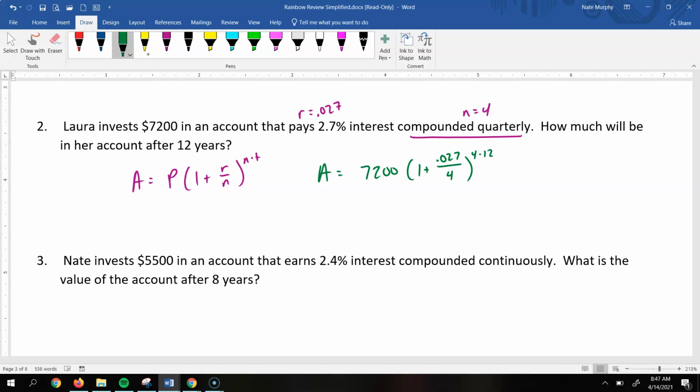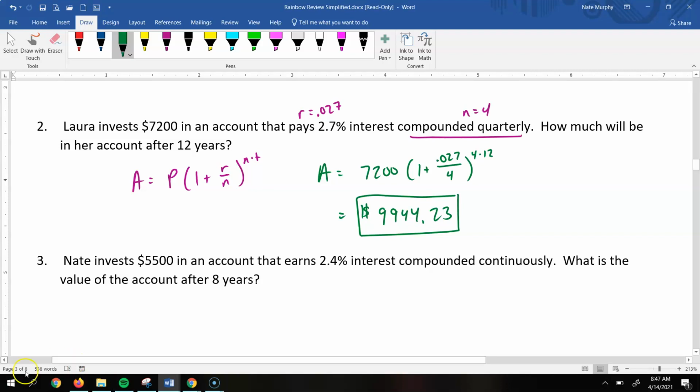And when you go to type this in on your calculator, you don't have to do 4 times 12. You can just type in 48 as your exponent just to make it a little easier for yourself. And when you do that, you get an answer of $9,944.23.